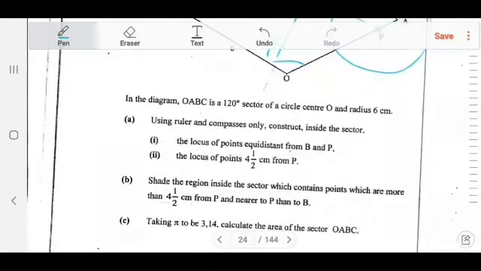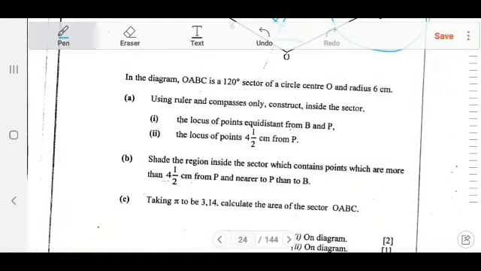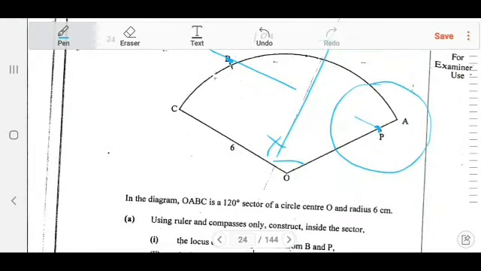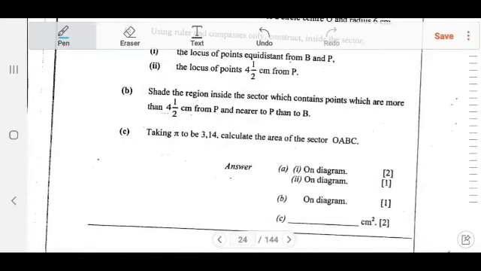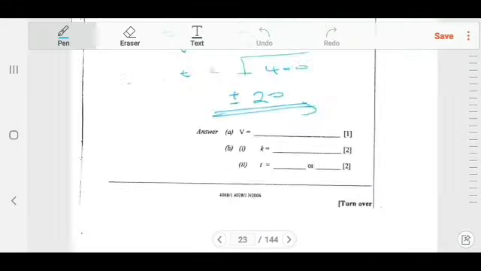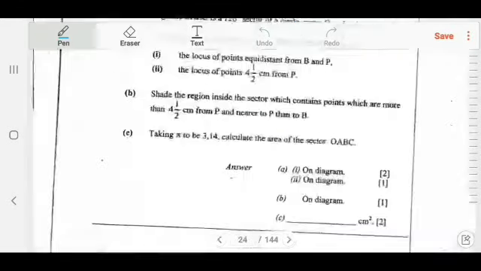Then after doing this, the question continues and says, shade the region inside the sector which contains points which are more than 4.5 from P and nearer to P than B. So you are shading points that are here, like this. Then taking pi to be 3.14, calculate the area of the sector. Okay, area of the sector there is what?